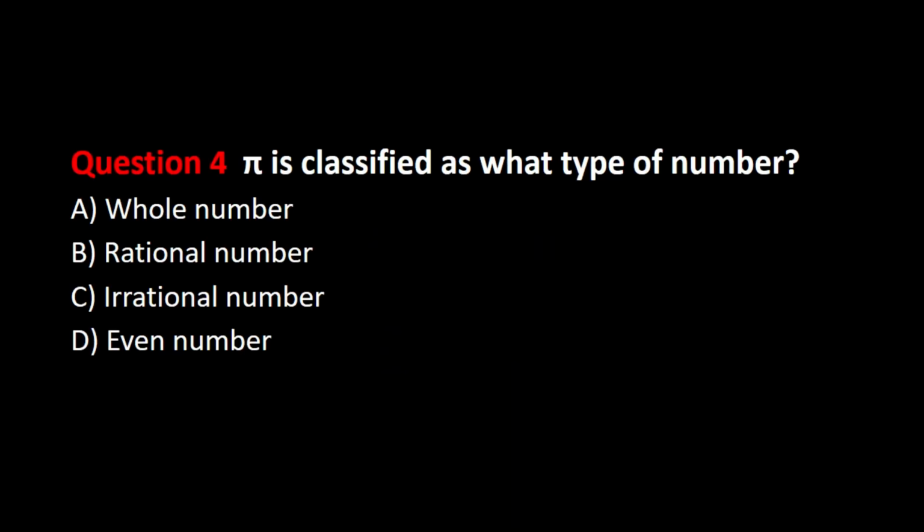Question 4. Pi is classified as what type of number? A. Whole number. B. Rational number. C. Irrational number. D. Even number.